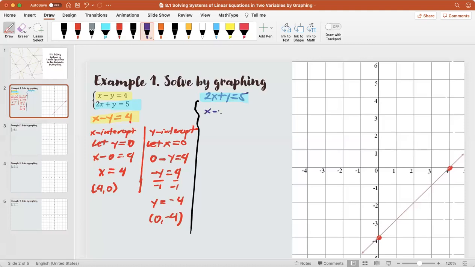Let's start with your x-intercept. Here we let y be 0. So using this equation now, 2x plus y equals 5. Your y is 0, so we have 2x plus 0 equals 5. 2x plus 0 is 2x. And divide both sides by 2, you have x is equal to 5 divided by 2. What's 5 divided by 2? 2.5. All right. X is equal to 2.5. Therefore, your x-intercept is (2.5, 0).